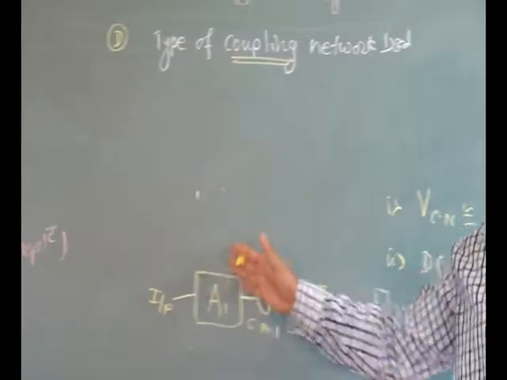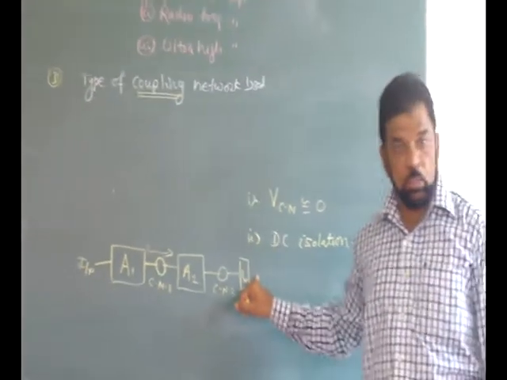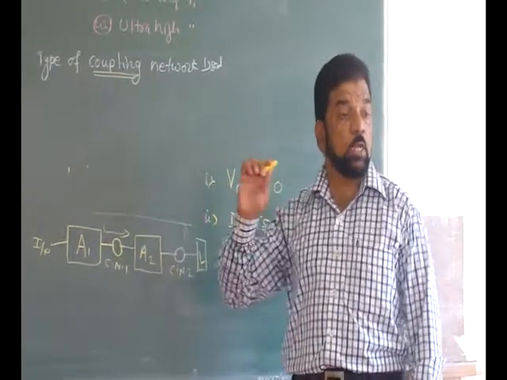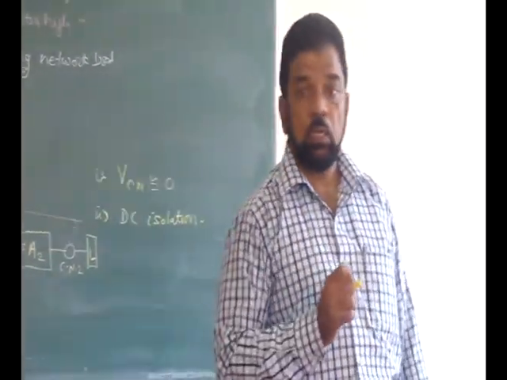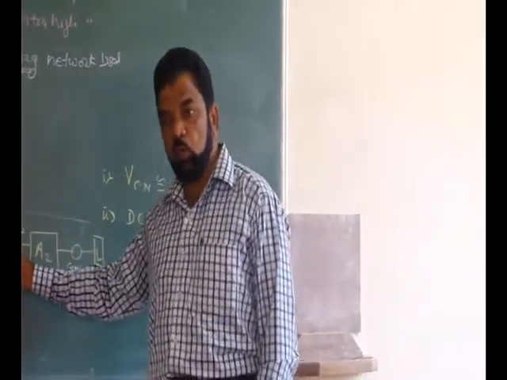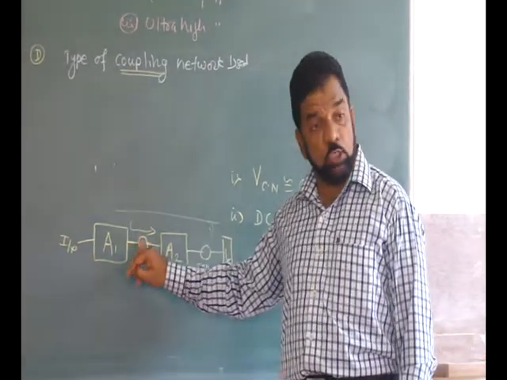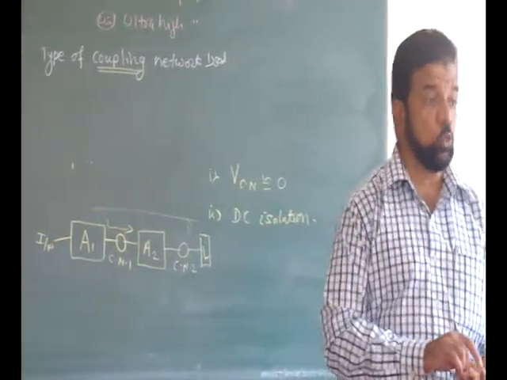If the input is AC, you are expecting the output as AC. So there should be a flow of AC voltages. As far as the DC is concerned, DC should be blocked so that you can use the same operating conditions. So which type of coupling network is used?